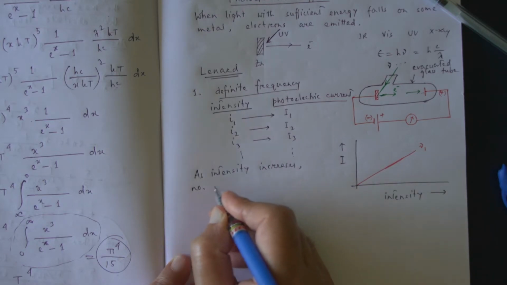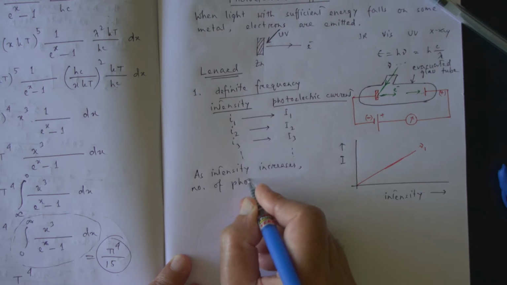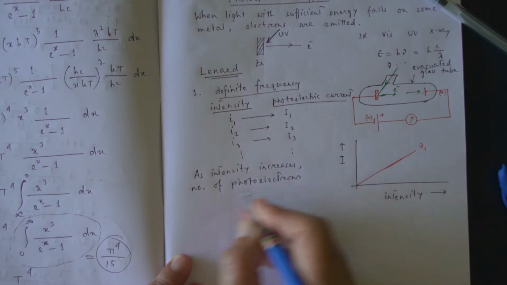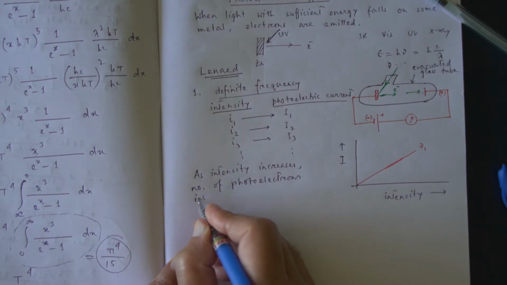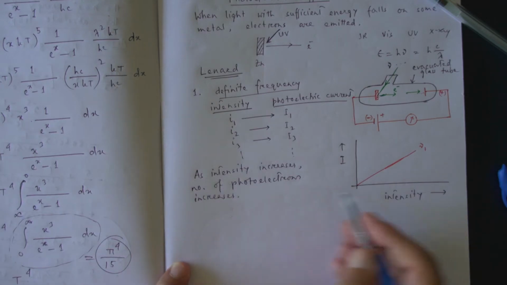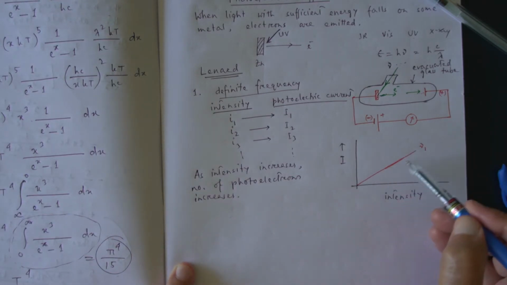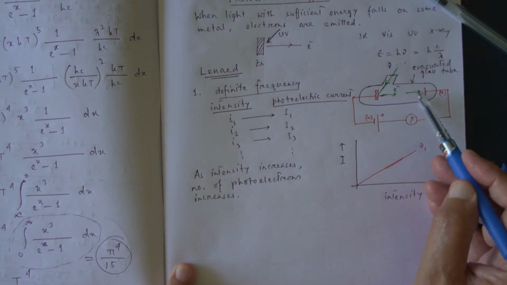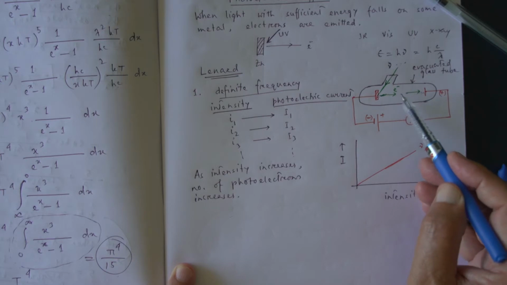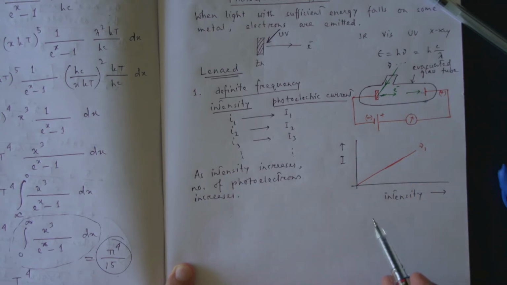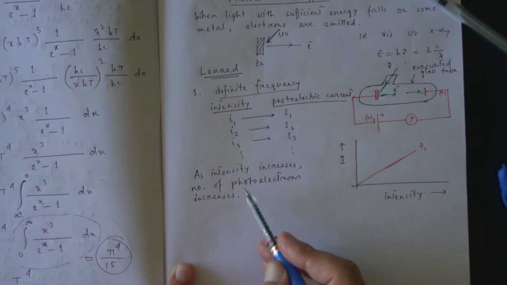So as intensity increases, the number of photoelectrons increases. Photoelectric current increases, that means the number of electrons emitted increases. These are called photoelectrons. So this was the first observation made by Leonard.